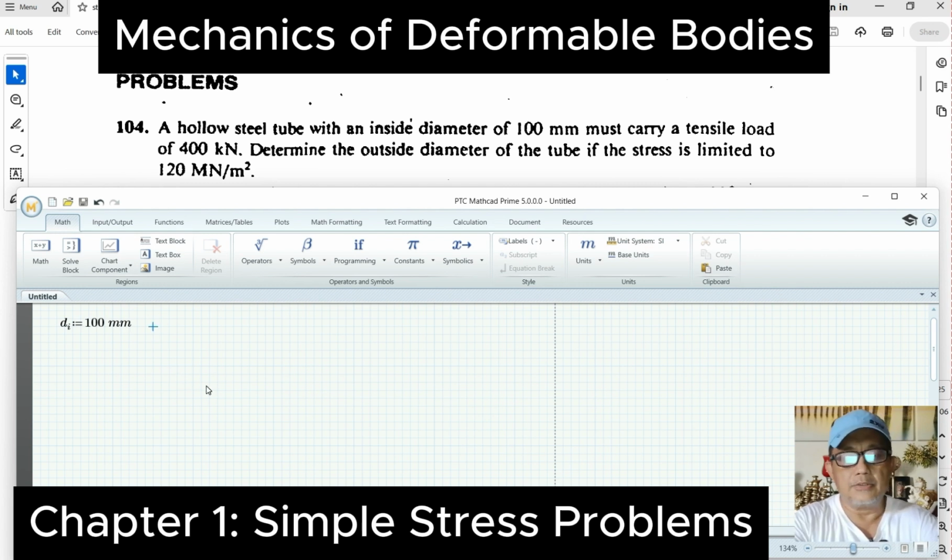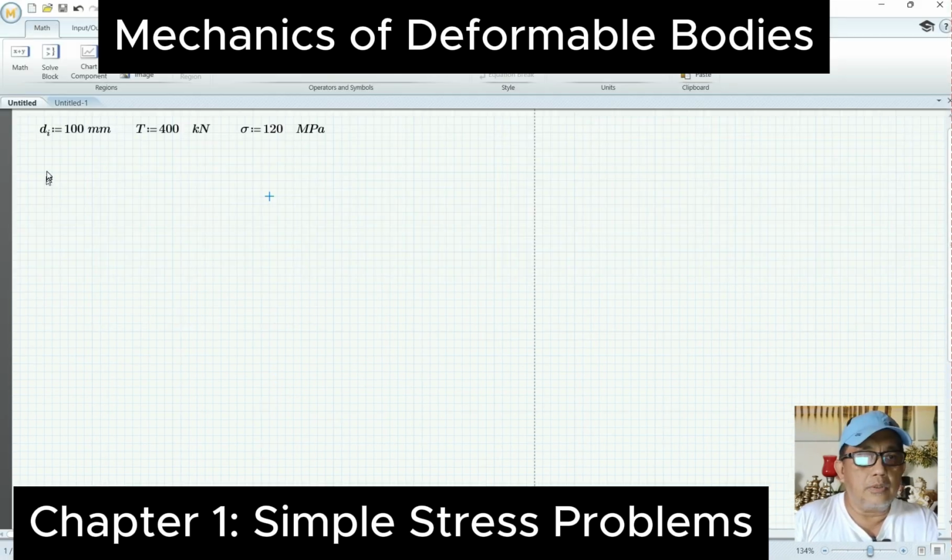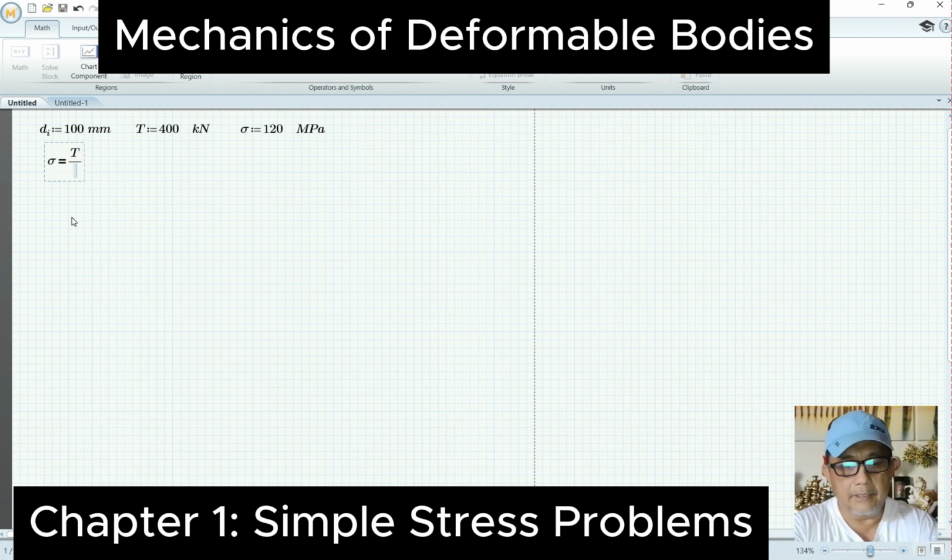The tensile load is also given. Let's call it T equals 400 kilonewtons. And what else? We're given the tensile stress. Let's call it sigma equals 120 meganewton per square meter or megapascal. So we are asked for the outside diameter. Our stress is equal to force over area. In this case, our force is the tensile force T divided by the area. That area is the cross-sectional area of the hollow tube.